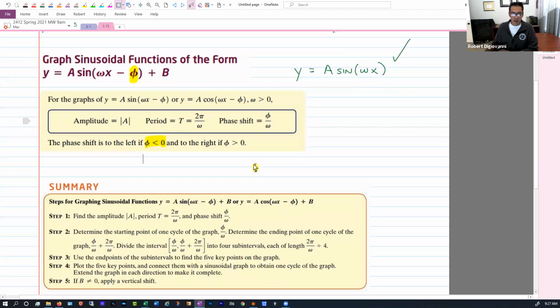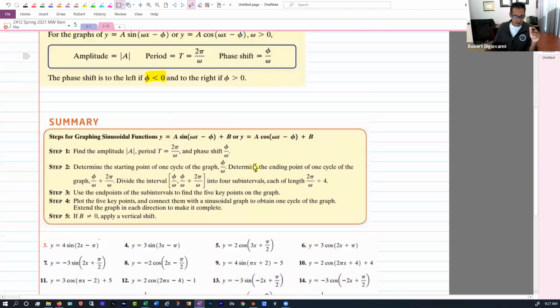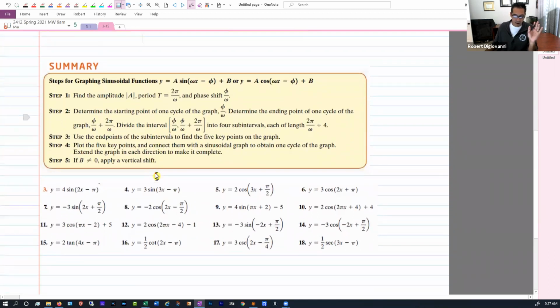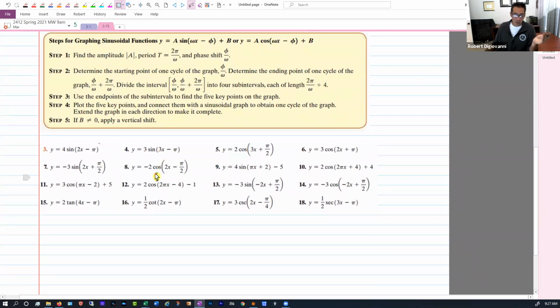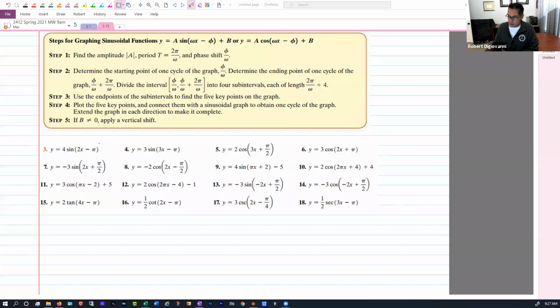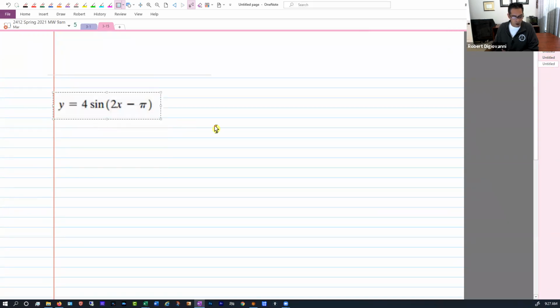All right, so let's try and do one of these. These are a set of steps, but I don't feel like going through all the steps right now. What I want to do is just do an example. Okay, so I'm going to start with an example here and see if we can figure this out. Our goal here is to graph this, all right?